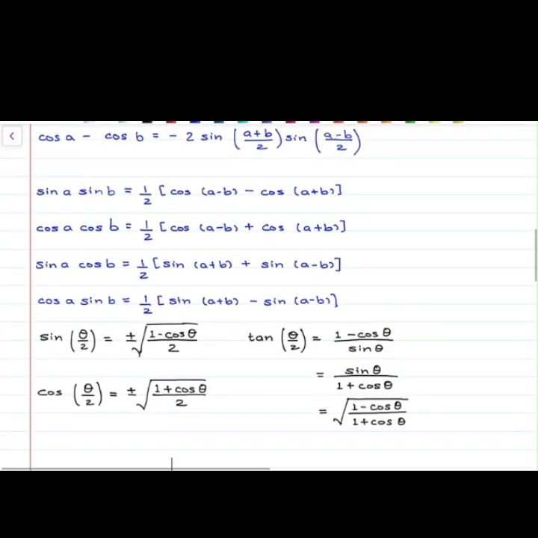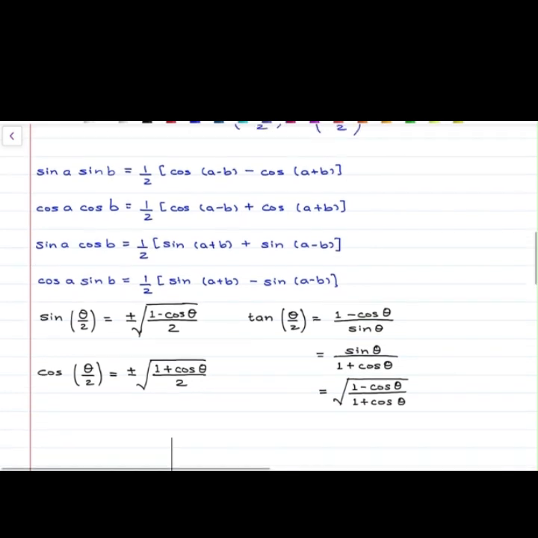Then we have product formulas, that is sine a sine b will give you half of cos a minus b minus cos of a plus b. Then cos a cos b will give you half of cos a minus b plus cos of a plus b. Then sine a cos b will give you half of sine of a plus b plus sine of a minus b, and cos a sine b will give you half of sine of a plus b minus sine of a minus b. Simple, you just need to remember this.